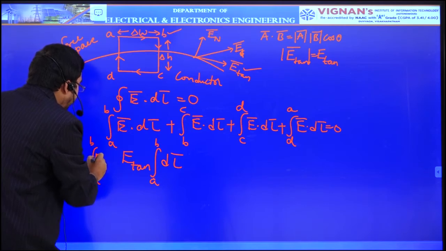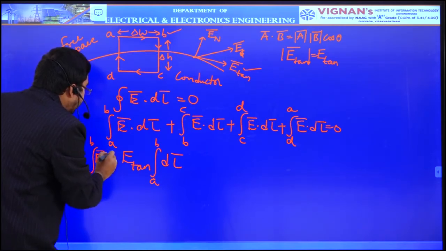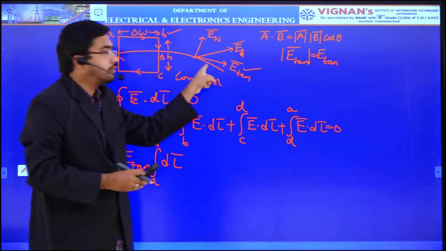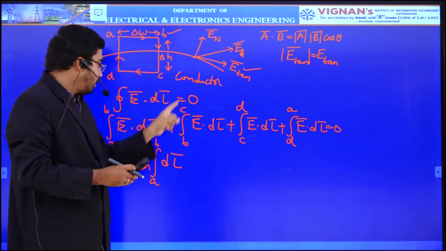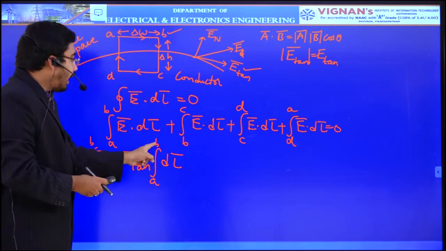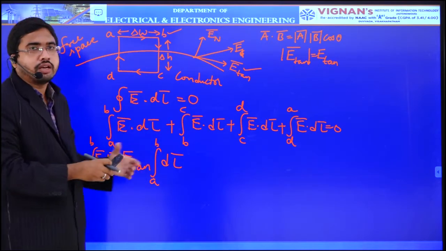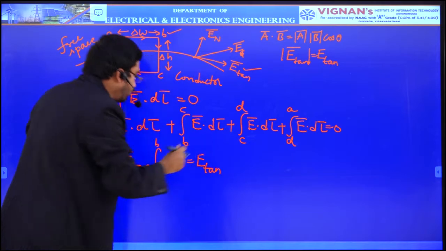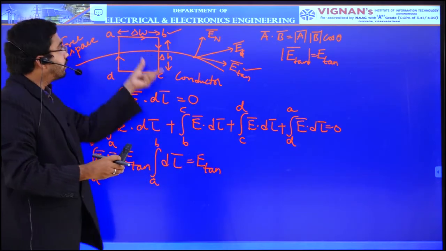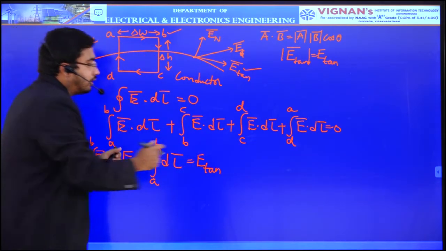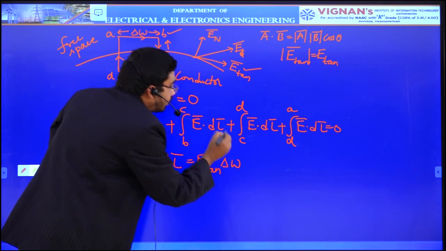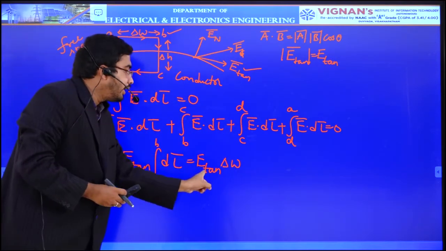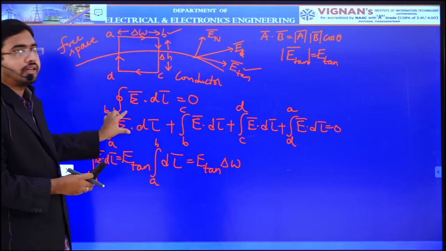So this is the first integration value. Integral A to B E bar dot dl bar is equal to, so first the E bar component is the tan component which is matching with the AB direction. So its magnitude is E tan, and integral A to B dl bar we should still cover. So E tan into what is integral dl bar? What is the length that is covered from A to B? Delta W. So integral A to B E bar dot dl bar value is E tan delta W. This is the first integration part.